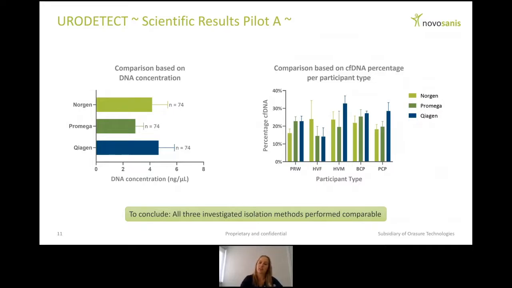And here we see that on average, 20% of the sample is cell-free DNA, which is, in our opinion, a quite good result for a first pilot study. Also here, no significant differences were found between the groups, nor between the isolation methods. So to conclude these data, we can state that for both the quantity and the quality of the cell-free DNA isolation from first void urine, all 3 investigated methods performed comparably.